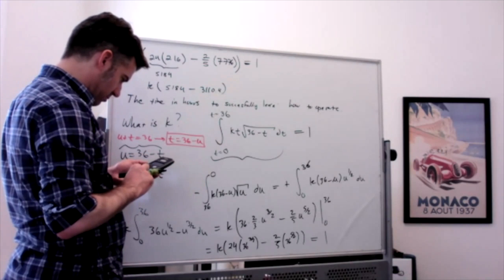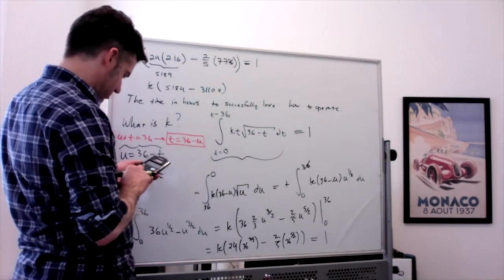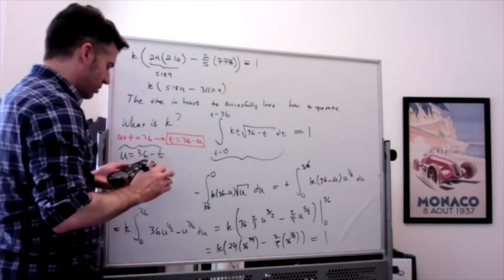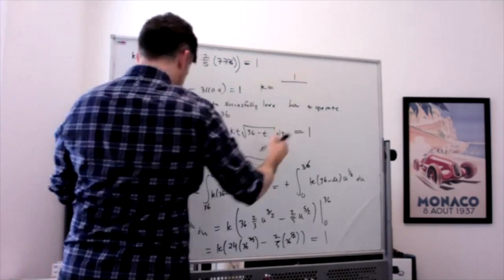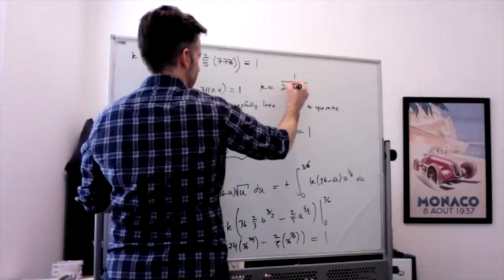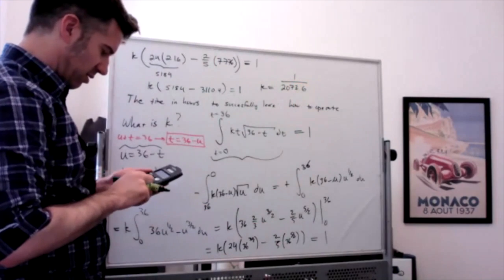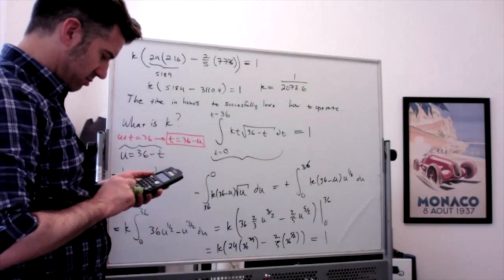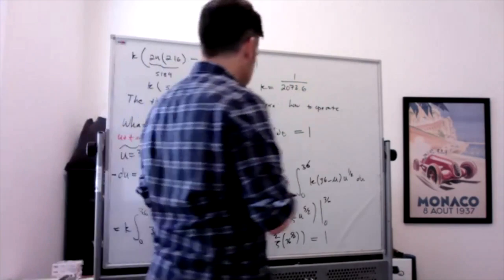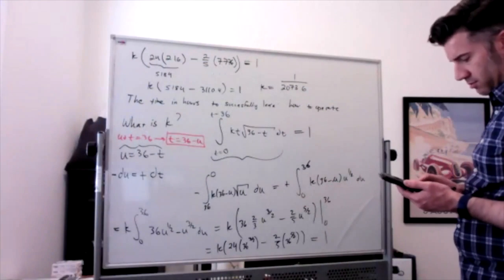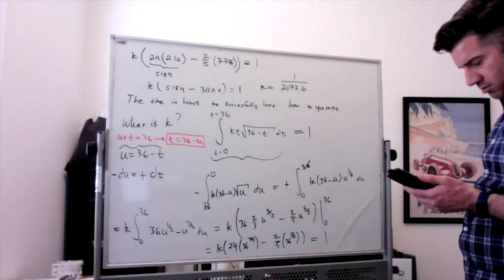Anyway. Yeah. So you get k equal to 1 divided by 2073.6. That's gross. Yeah. Yeah. Sorry, one second.